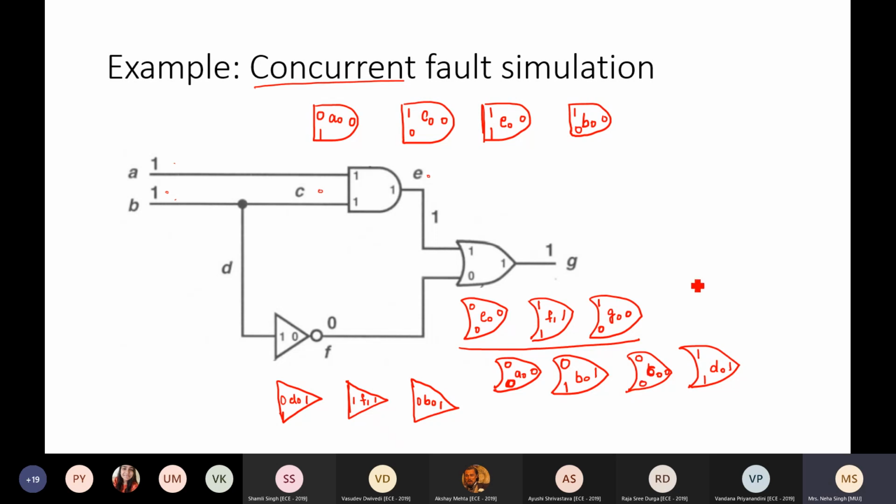This is my first pass of concurrent fault simulation. So using test vector 1 1 my circuit is able to detect these 7 faults: E naught, F1, G naught, A naught, B naught, C naught and D naught. And in addition to this list, I have a list of bad gates for the AND gate and a list of bad gates for NOT gate. Okay. Now let us take the next step.